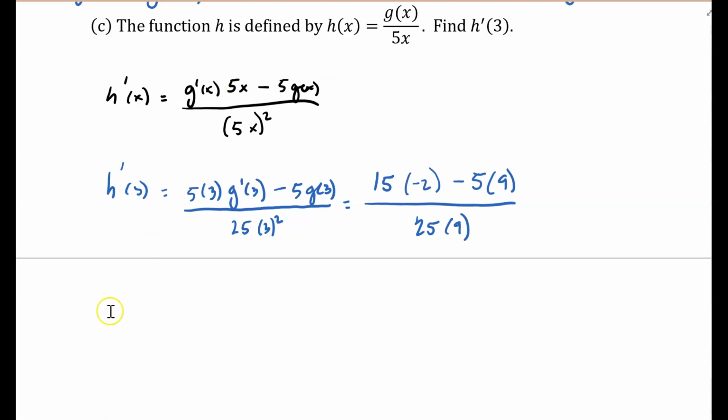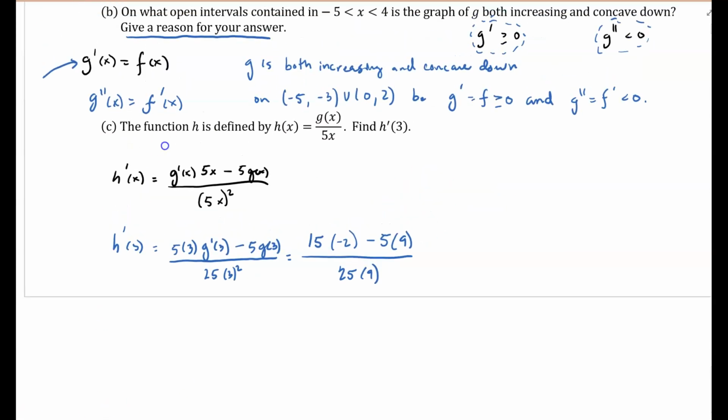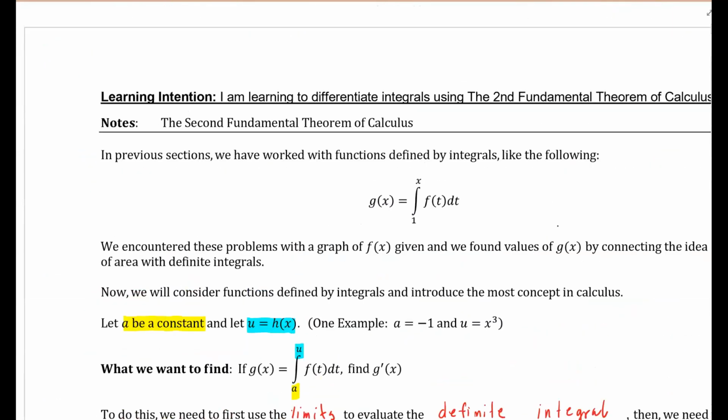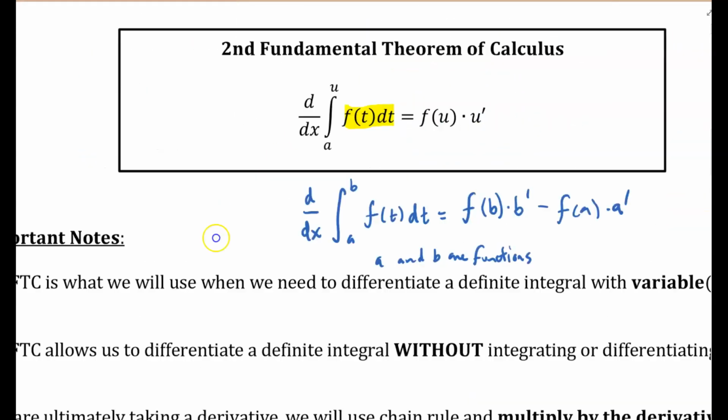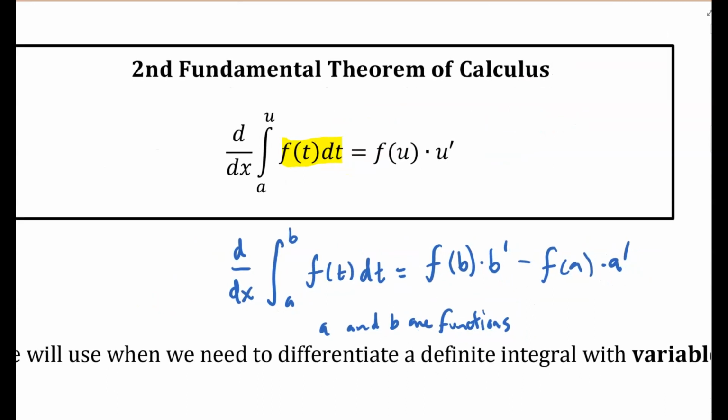We're at 32 minutes. Man, this was a monster of a lesson, but we talked about a huge, huge idea. The second fundamental theorem of calculus. Here it is. Take a picture, sleep with it, dream about it.